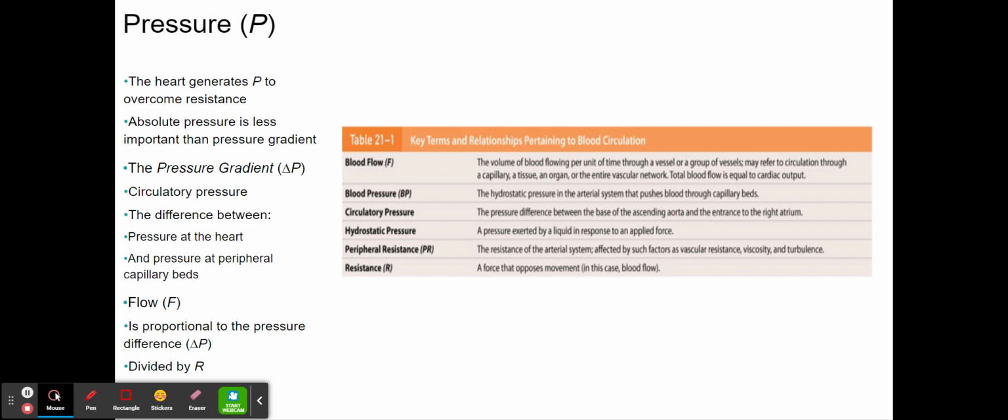To keep blood moving, the heart must generate enough pressure to overcome the resistance to blood flow in the pulmonary and systemic circuits. In general terms, flow is directly proportional to the pressure. Basically, increased pressure equals increased flow, and inversely proportional to the resistance. Increased resistance is going to decrease flow. However, the absolute pressure is less important than the pressure gradient, which is the difference in pressure from one end of the vessel to the other. This relationship can basically be summarized as flow is equal to the delta P, or change in pressure, over the resistance, or R.